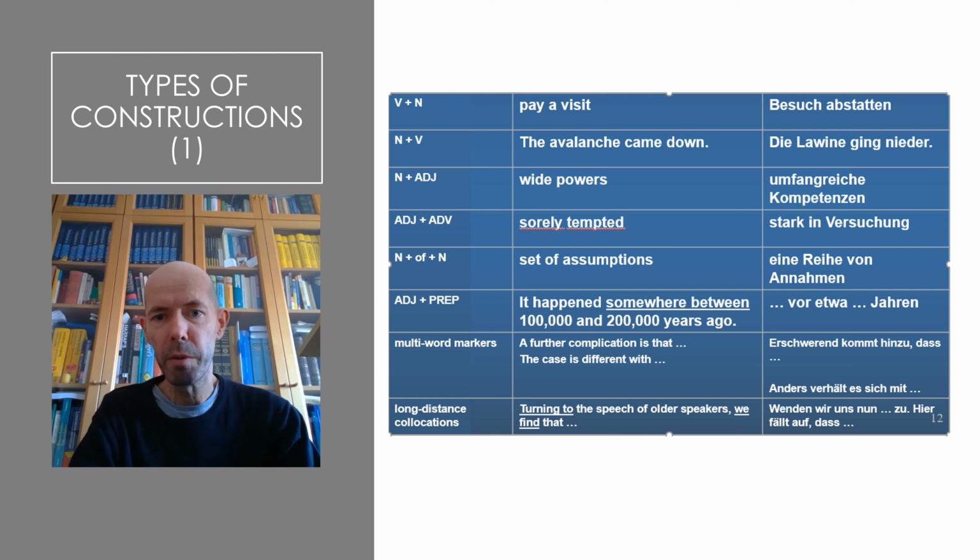It happened somewhere between 100,000 and 200,000 years ago. Vor etwa, rather than irgendwo zwischen 100,000 und 200,000 Jahren.